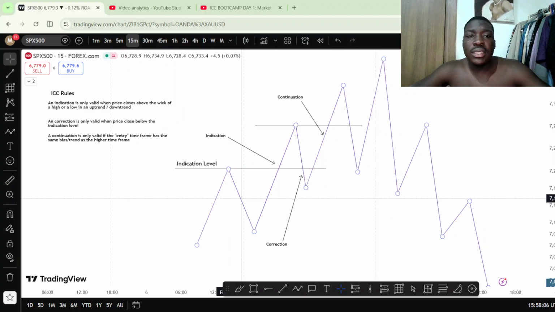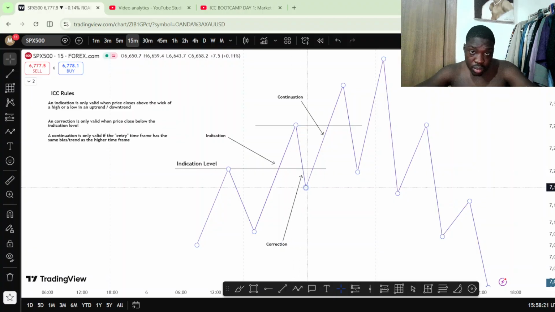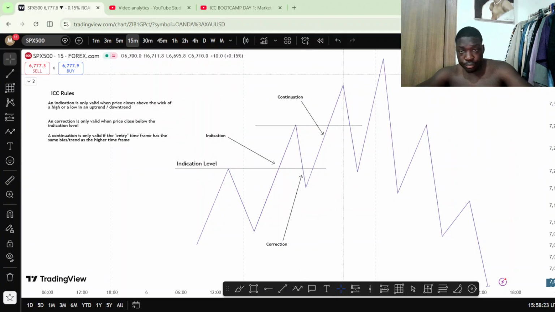But yeah, as I said, ICC: indication, correction, continuation. Indication, close above the indication level. Correction, close below the indication level. Continuation, buys. Start easy. Start simple. It's that easy. It is that what? Simple. Cool. Give me a sec. Let me check it on the trade.